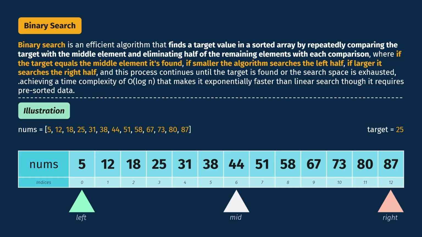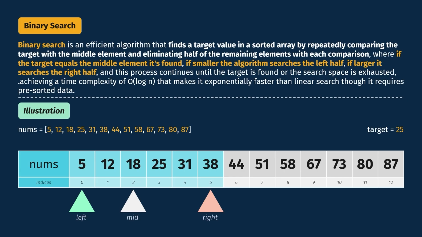So we eliminate the right half of the array by moving the right pointer to the left. We set right to mid minus 1, which is index 5. And now our search space is only the left half. We then recalculate the mid pointer. Now mid is at index 2, pointing to the value 18. We calculate mid as 0 plus 5 by 2, which equals 2, using integer division.